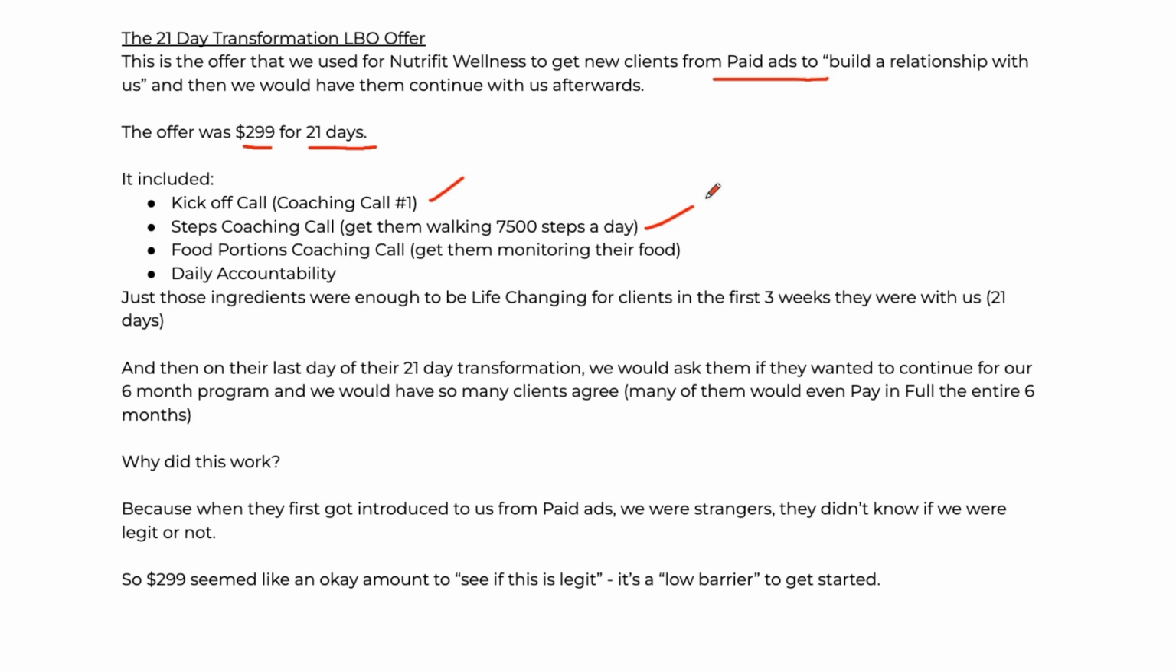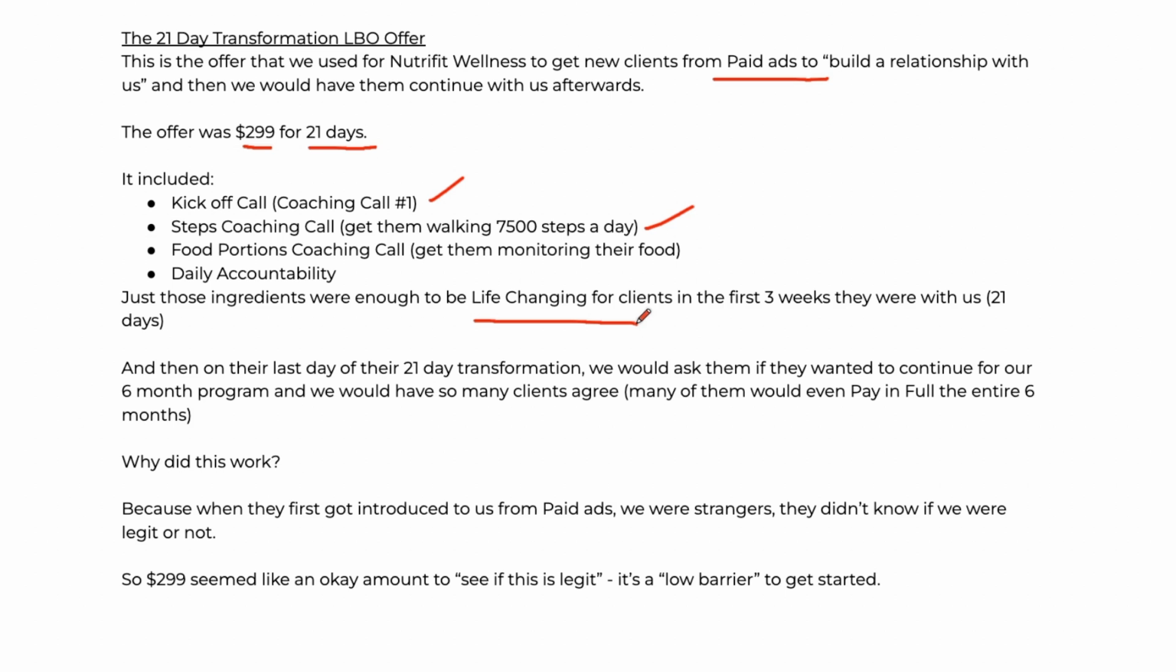You could even throw in a sleep coaching call in here if you want to mix it up half-half, because you know that it's going to be a game changer for people, as well as daily accountability to build that relationship to make sure that they actually did all the stuff that they were learning in the coaching calls. And so just those ingredients by themselves were enough to be life-changing for clients that were coming through the doors in the first 3 weeks, the first 21 days.